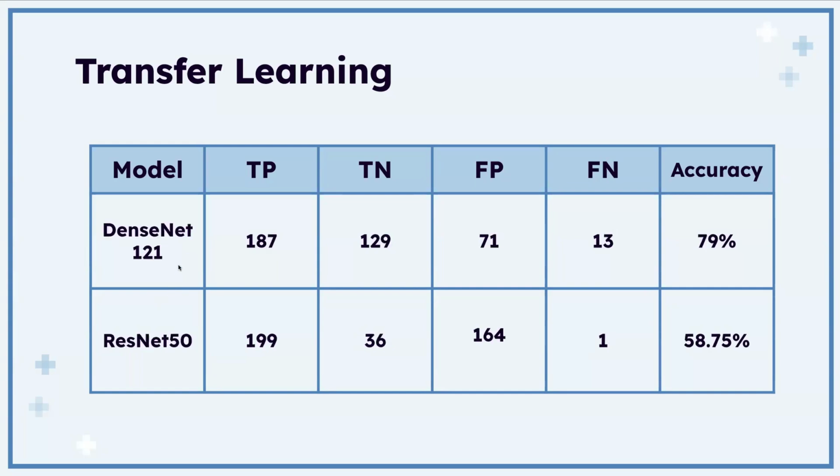DenseNet performed well as well, but our ResNet 50, while really aggressive in catching pneumonia, flagged way too many healthy people sick, which is why it had a super high false positive rate, which is just not ideal.